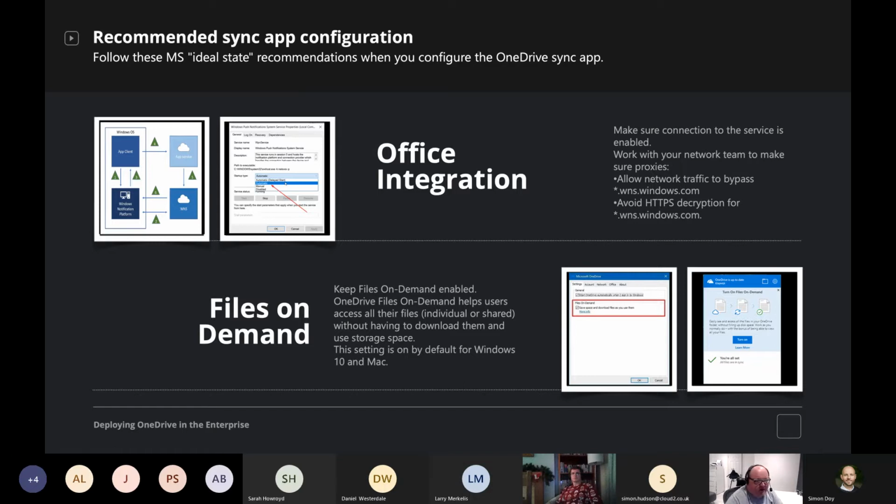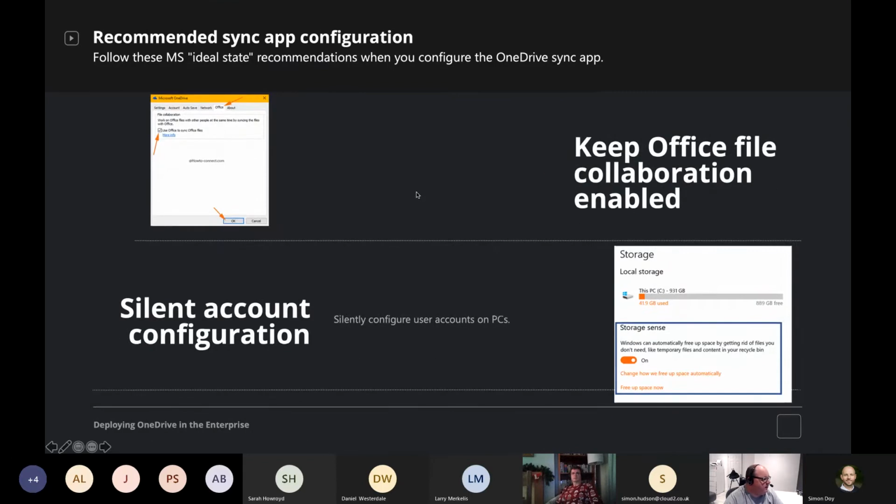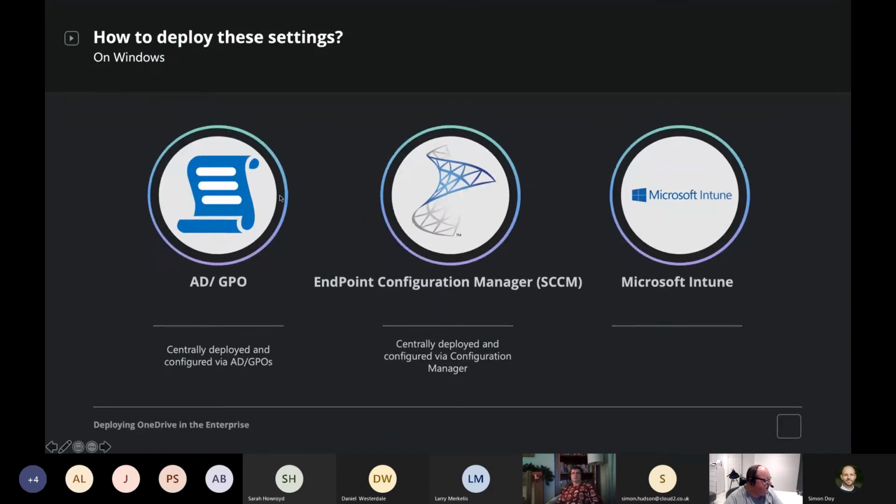So the Office integration, what that's doing is the differential sync that the Office apps use. So it makes sense to keep that switched on. Files On-Demand we've already talked about. I've got the Office sync things again. I think I've duplicated a slide here, and the silent account configuration. So we've got these settings, and there are a whole bunch of other ones that you can do.